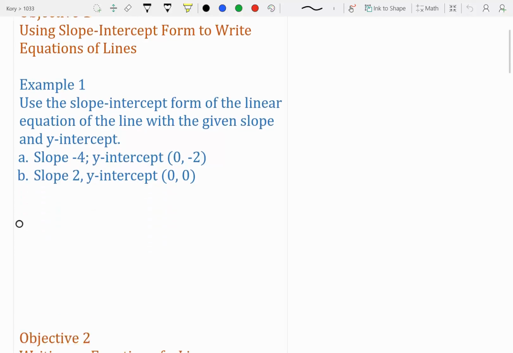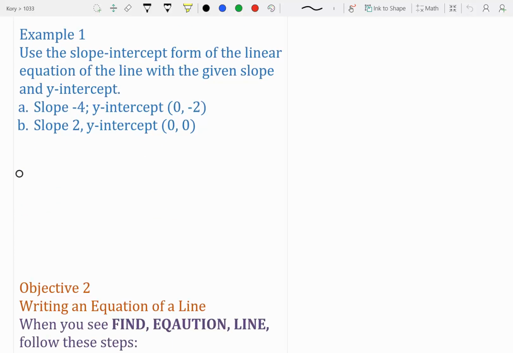This section is about having details about a line and then forming the equation. So, example 1, we want to use the slope-intercept form of the linear equation of the line with the given slope and y-intercept. So what we want to do for each is write it in slope-intercept form. Slope-intercept form is y equals mx plus b that we're so used to seeing. So what we want to do is put this information into y equals mx plus b. And just a reminder that the m is the slope, the b is the y-intercept.